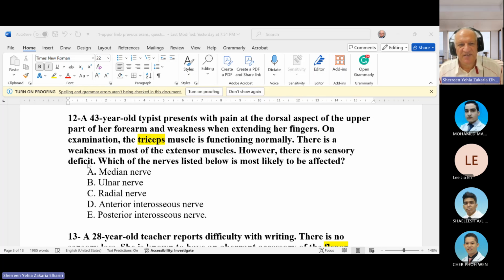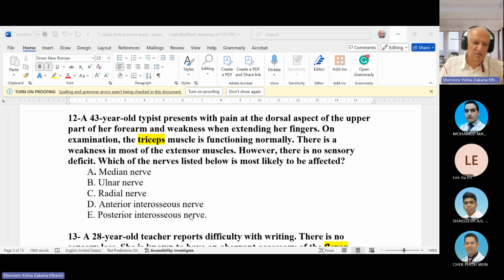However, there is no sensory deficit. Of course, affection of the radial nerve would not cause much sensory loss, because the only area that can be affected is this area, the web space here, owing to the overlapping of the nerves. So he needs to tell you that the radial nerve is intact, sensation is intact, but still the extensors are not working well. So the nerve affected here is not the radial, but it affects the extensors. So the answer is the posterior interosseous nerve.